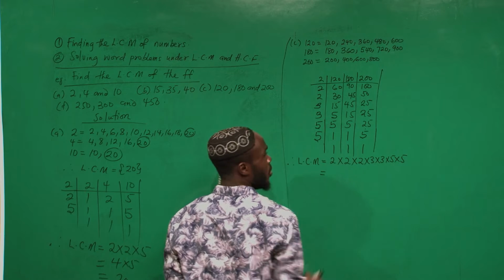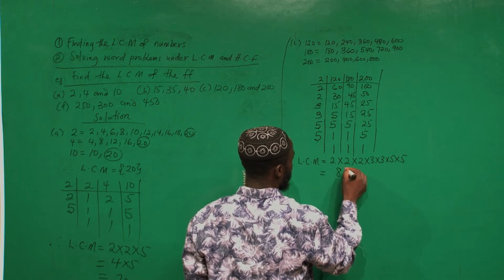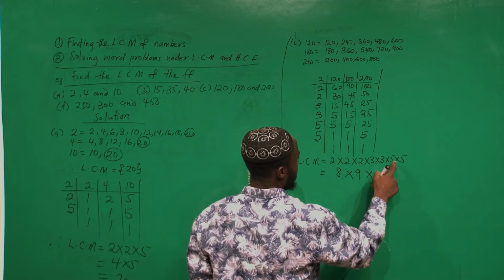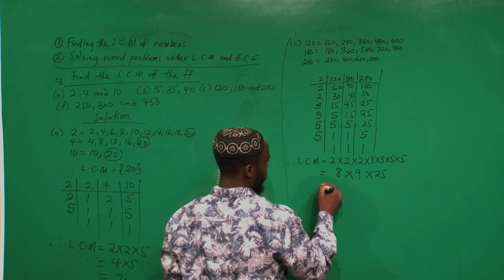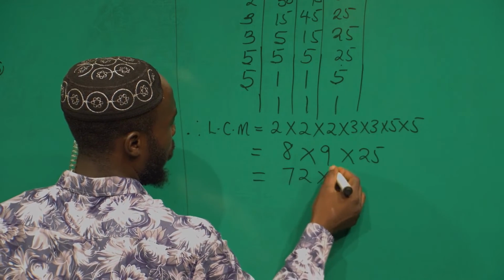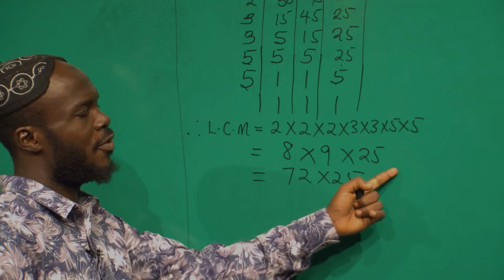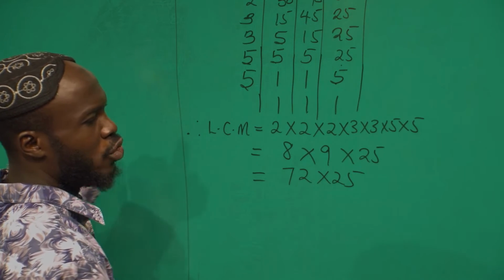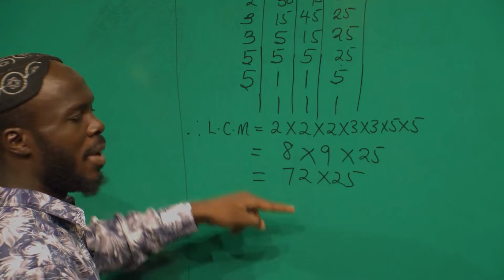Okay. So we have 2, 2, 4. 4, 2, 8. Times 3, 3, 9. Times 5, 5, 25. Okay. 72 times 25. Please, this multiplication, solve it here for the examiner to know you did it yourself. Don't solve it on your jotter or on your question paper and send it to the house, thinking that the examiner will mark you.